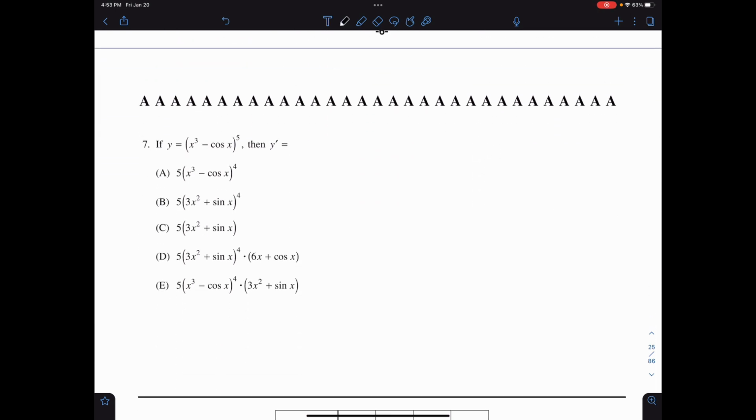Now we go to 7, y equals, in parentheses, x cubed minus cosine x, all to the 5th. So we're asked to solve for y prime. So here we want to use the chain rule. First, we unlayer everything by taking the derivative and decreasing the exponent. So we get 5 times x cubed minus cosine of x, all to the 4th. And now we multiply this by the derivative of the inside.